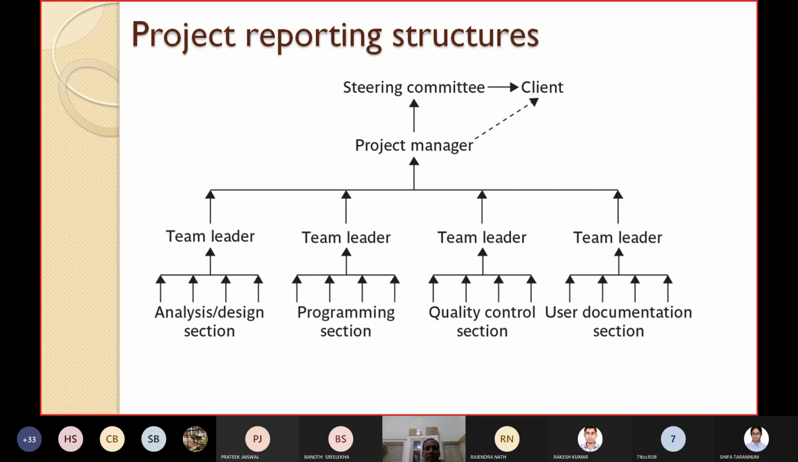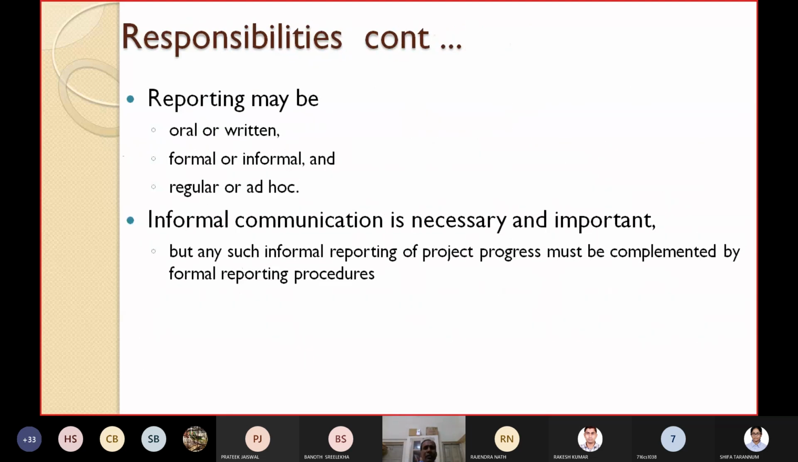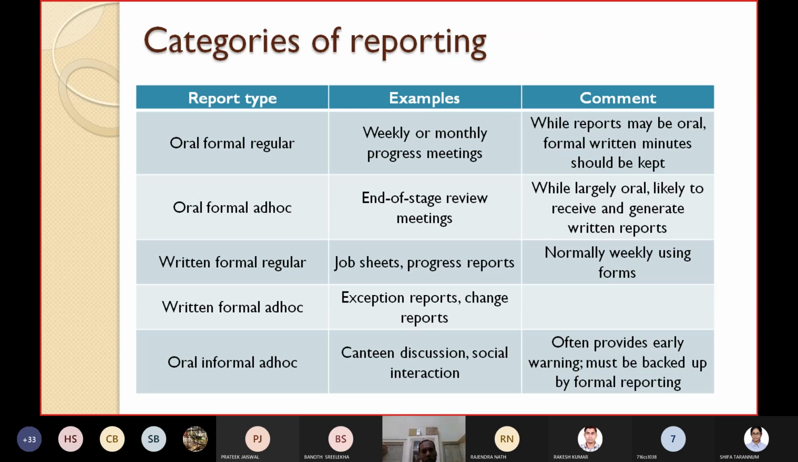But what should be the method of the reporting structure? How can one employee report to another employee? How can the reporting be made among the employees? Reporting can be oral or written. It can be formal or informal. It can be regular or ad hoc. Any of the methods can be used for reporting. These things are explained here with some examples.